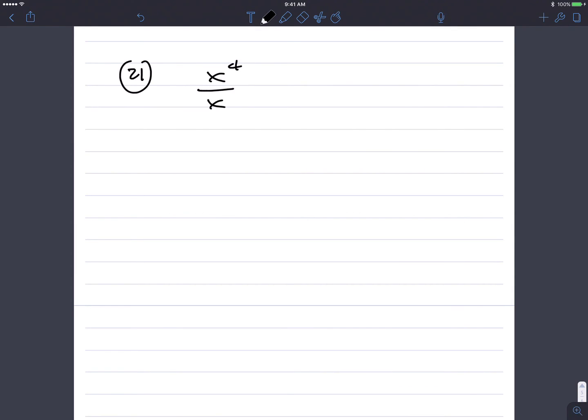X to the fourth over x to the sixth. This is x to the 4 minus 6. Base x, keep the base. They're the same base. 4 minus 6 here. We get x to the negative 2. The power is negative 2. 1 over x squared. That negative 2 power is now positive 2. And we're done. I want to point out something here.